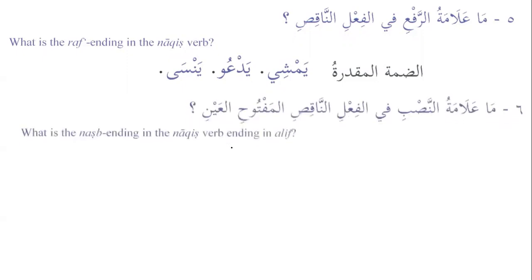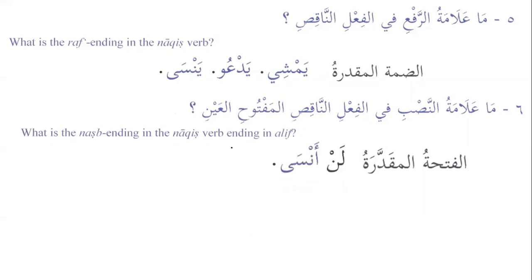ما علامة النصب في الفعل الناقص المفتوح العين؟ What is the نصب ending in the ناقص verb ending in ألف? It's فتحة مقدرة. أحسنت. الفتحة المقدرة. Example: لن أنسى. Excellent. Perfect. لن ينسى، لن تنسى، لن أنسى، لن ننسى.